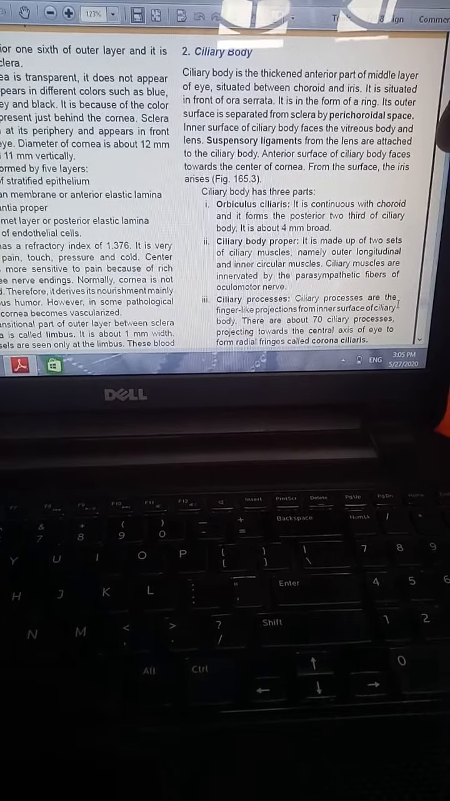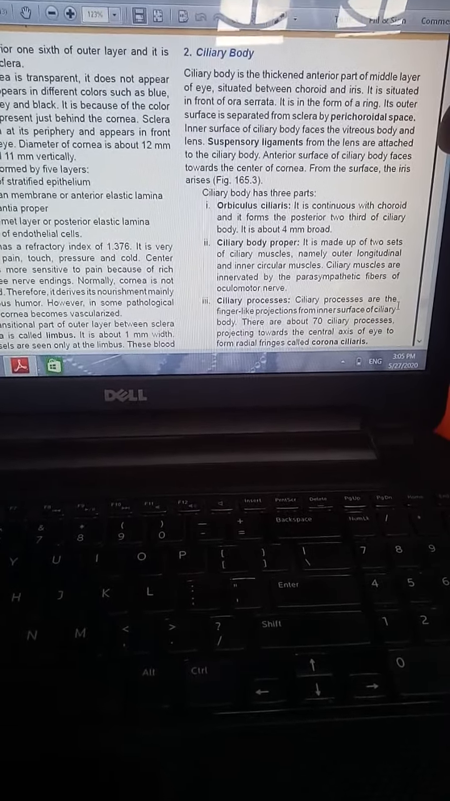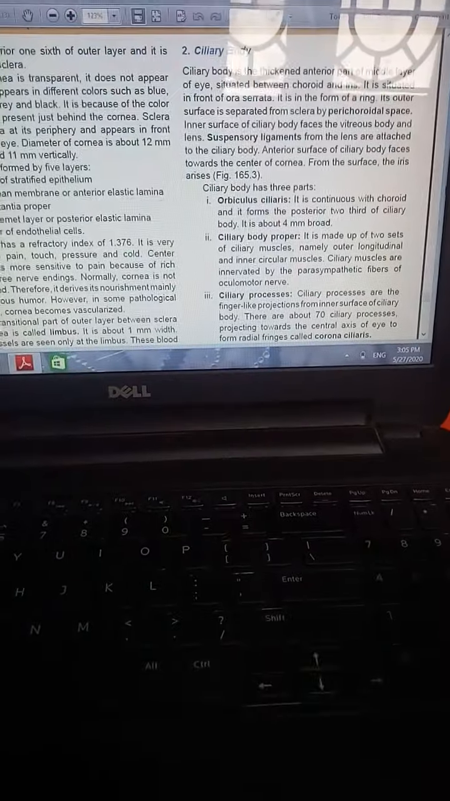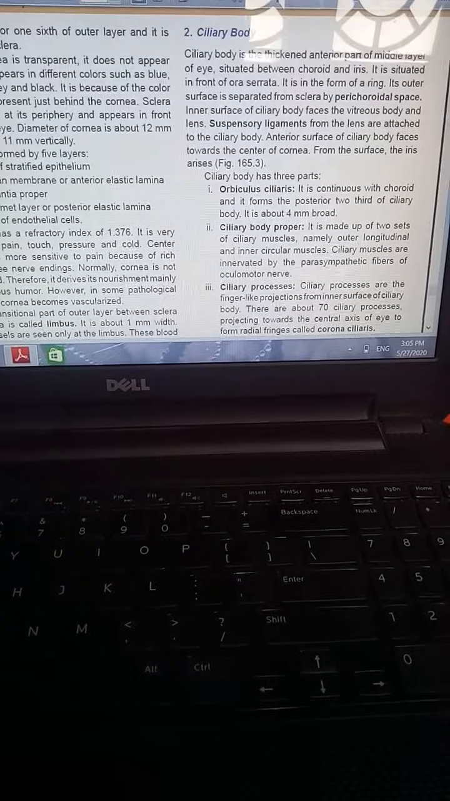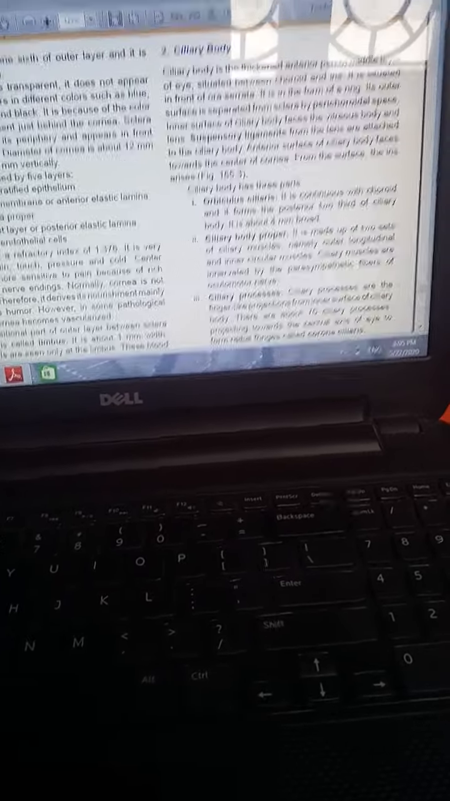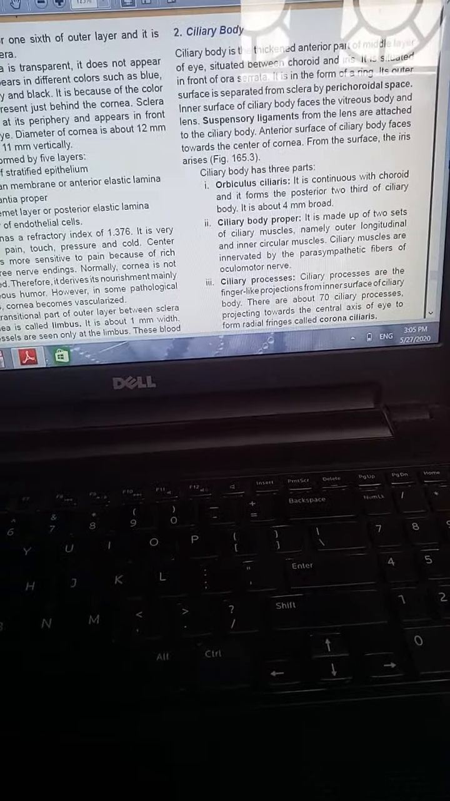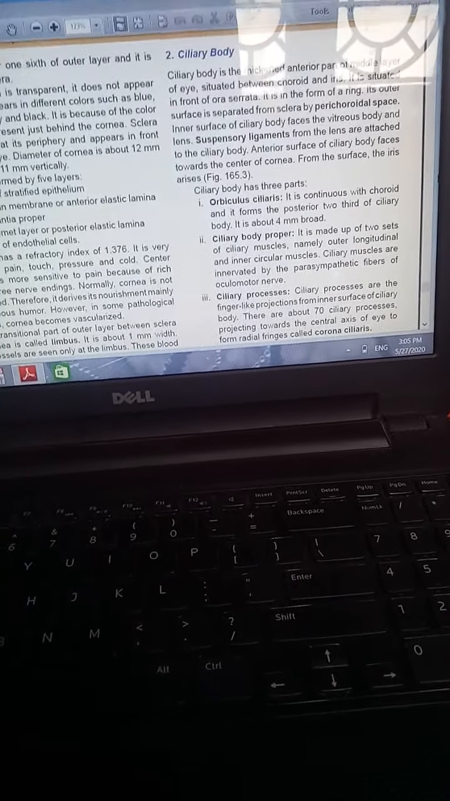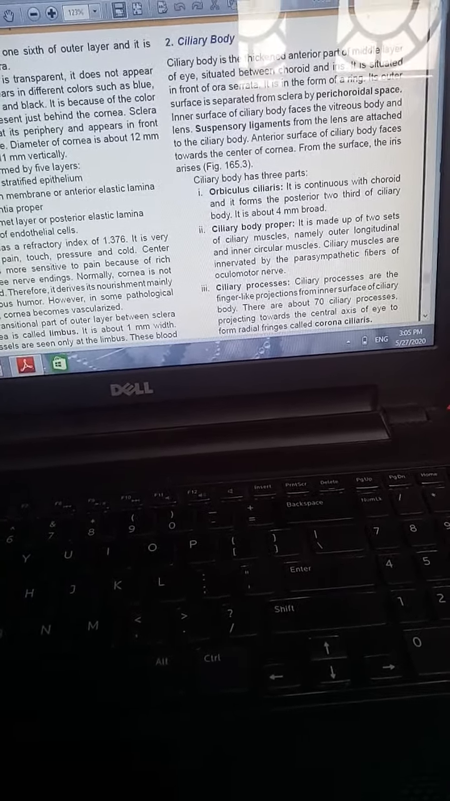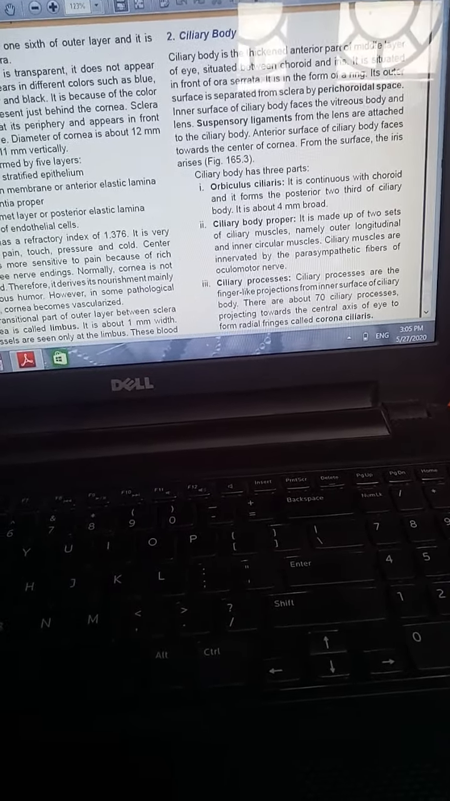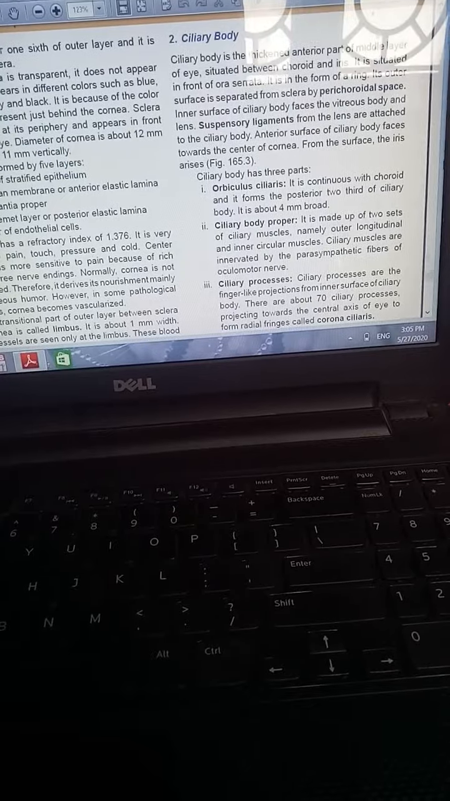The inner surface of the ciliary body faces the vitreous body and the lens. So the lens and vitreous body are situated at the inner surface of the ciliary body. The suspensory ligaments from the lens are attached to the ciliary body. So there are many ligaments from the lens which are attached to the ciliary body.